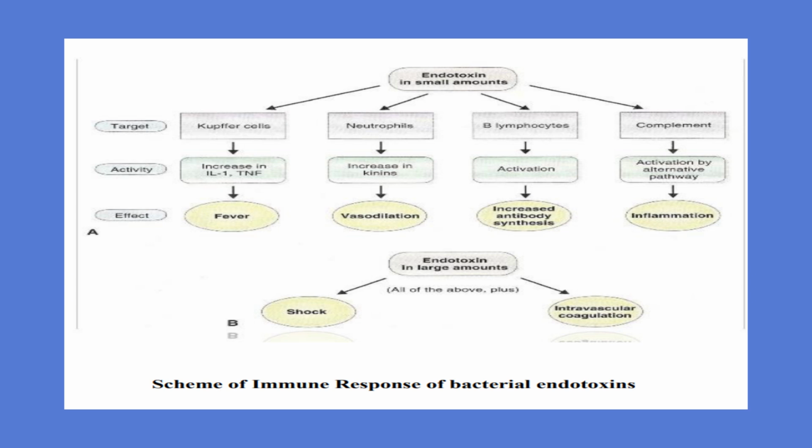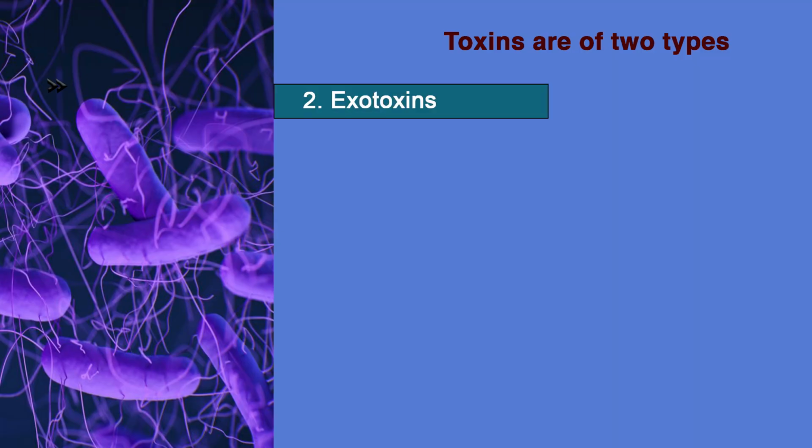The targeted Kupffer cells act by increasing interleukin and tumor necrosis factor, which causes fever. Neutrophils act on kinins, which causes vasodilation. B lymphocytes are activated and increase antibody, and complement activity increases inflammation. Endotoxin in a large amount causes shock and intravascular coagulation. Now the next toxin is exotoxin.